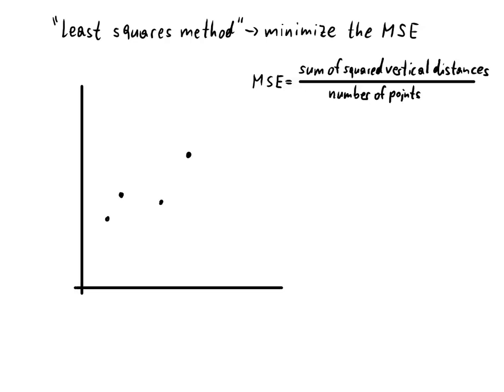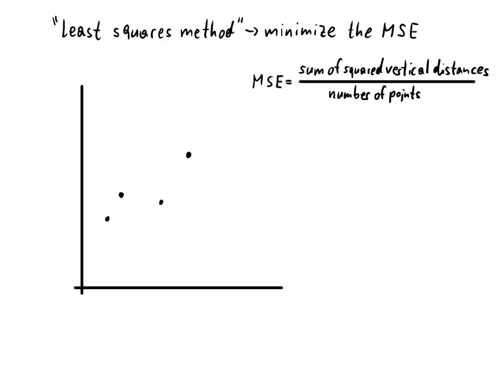Everybody, in this video I'll show you how the least squares method for finding a best fitting line works. We will only discuss the principal idea, but not the details and not the formula. Instead, we will focus on the interpretation of the regression line. The name least squares method comes from minimizing the MSE, so the mean squared error.